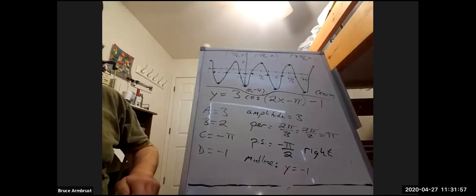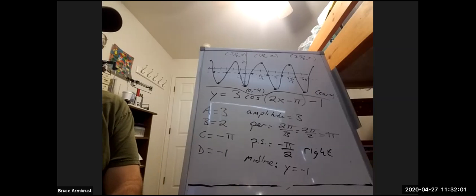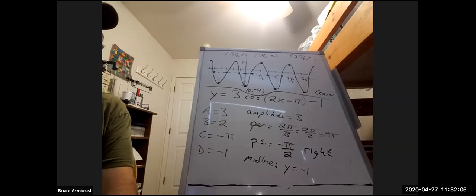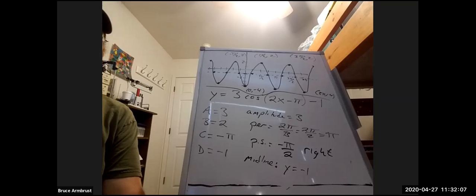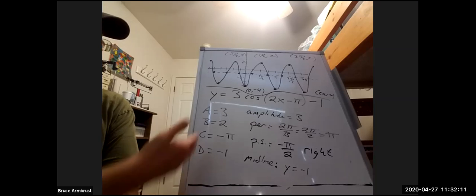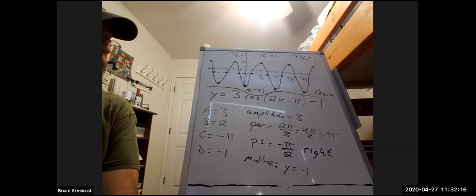And there is a graph of at least this portion of y equals 3 cosine of 2x minus pi, minus 1. So that's the general process. If you ever want to draw one of these things, just strip out all this information and figure out what they all tell you.